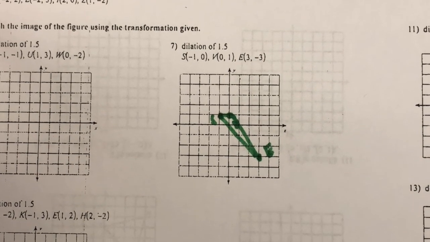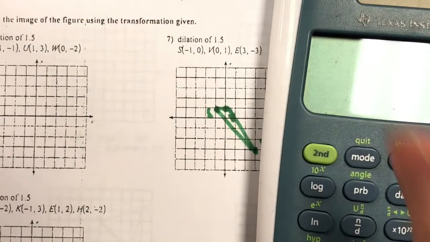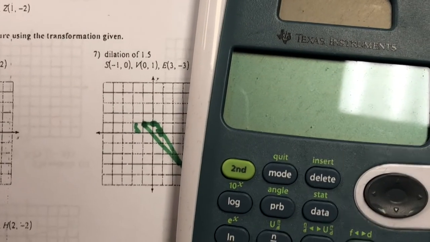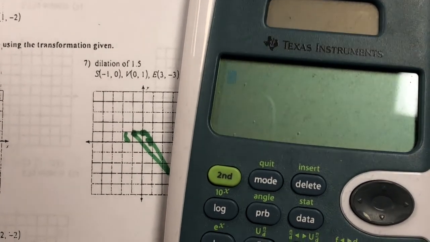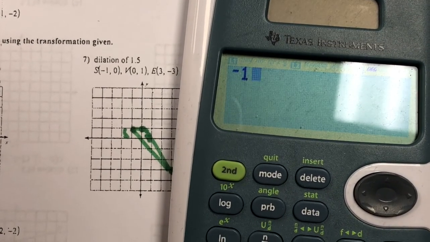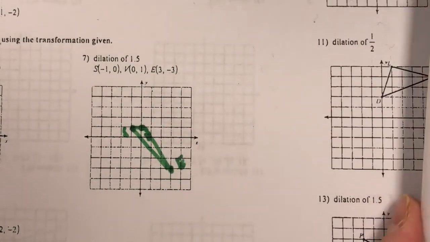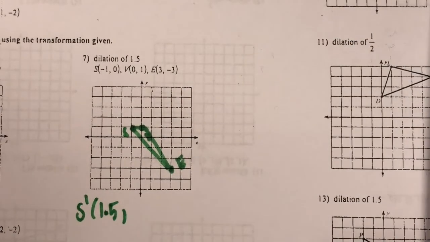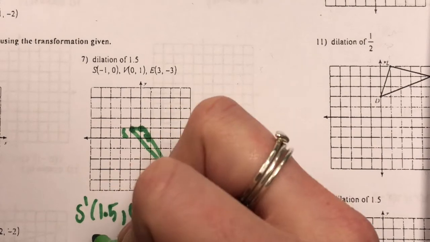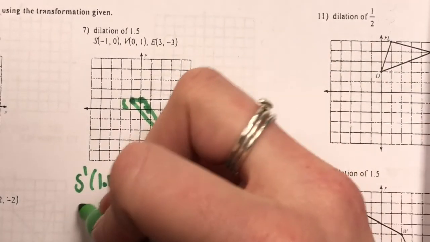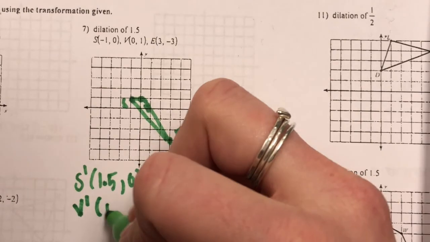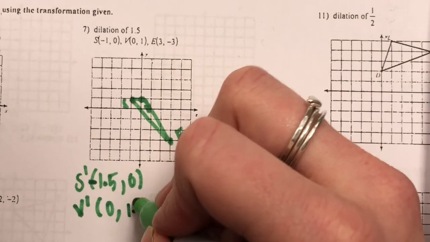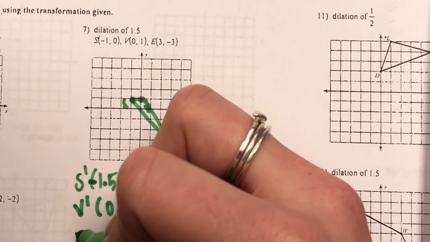Anyways, now we're going to dilate by 1.5, which means we're going to multiply all of our numbers in our ordered pairs by 1.5. Okay, let me slide this over. Perfect. Okay, so here we go. We're going to do -1 times 1.5, and we get -1.5. So I'm going to write that down. So S prime is -1.5, and then I'm going to do 1 times 1.5, which will give me 1.5. And then I have V prime. So 0 times 1.5 again is 0, and then 1 times 1.5 is 1.5, and then E prime.